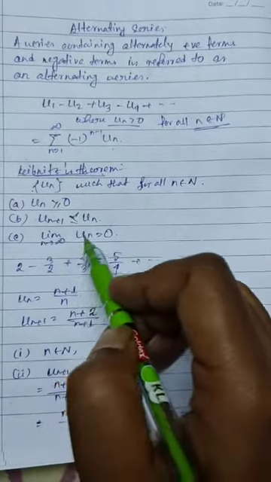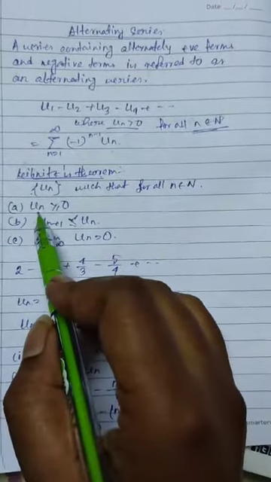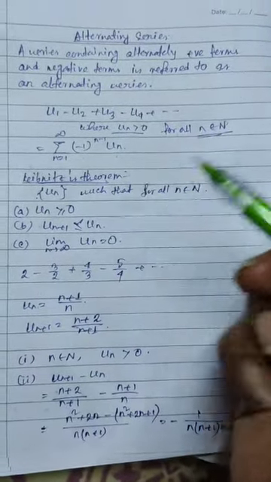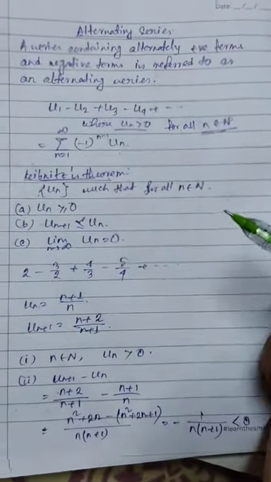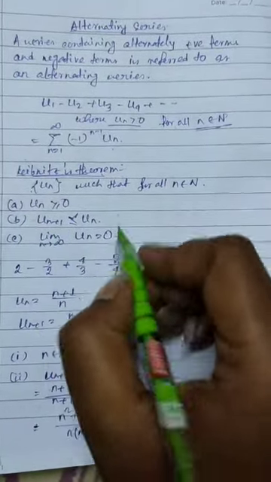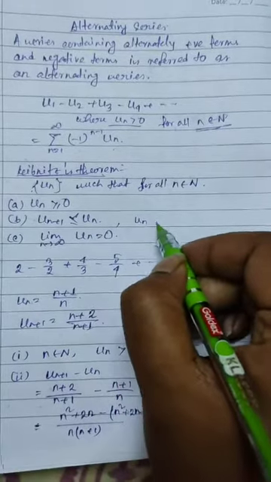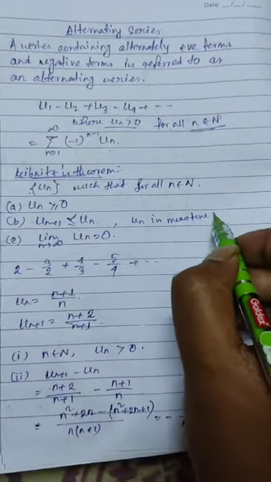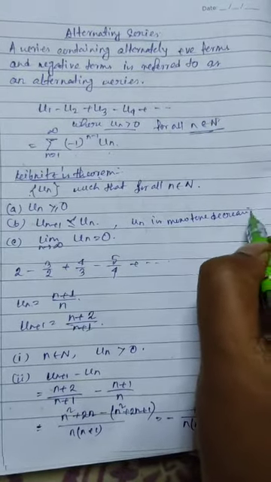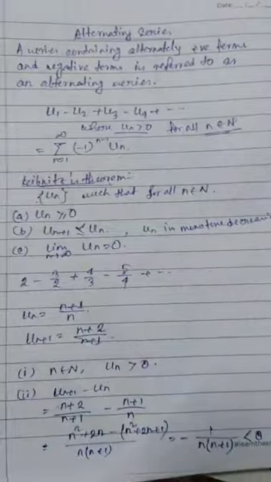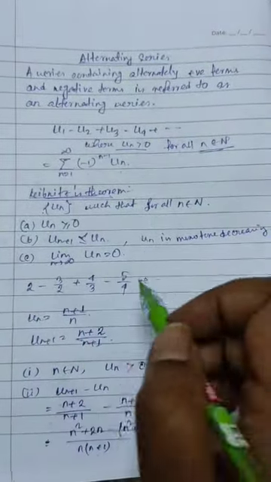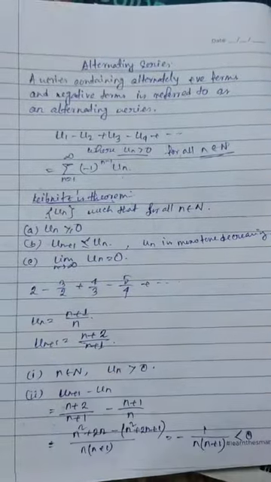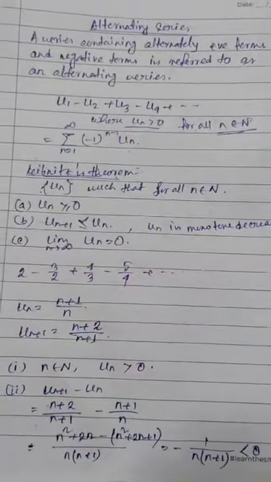If these three conditions are satisfied: first, un is greater than or equal to 0, that means all the terms of the alternating series are non-negative. Second, u(n+1) is less than or equal to un, that means the sequence un is monotone decreasing. And number 3, limit n tends to infinity of un is equal to 0. If an alternating series holds all these three conditions, then we can say that the alternating series is convergent.